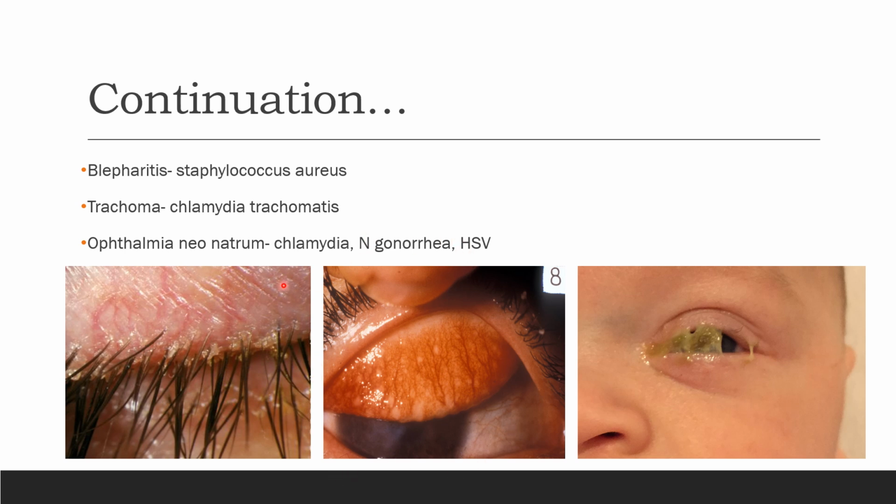Next is ophthalmia neonatorum. By the name neonatorum itself, it indicates that it happens in infants or neonates. It is basically conjunctival inflammation occurring during the first month of the life of a baby. The causative agents are chlamydia, gonorrhea, and herpes simplex. It occurs as severe purulent conjunctivitis, and it might lead to corneal ulceration. So a clinical presentation like this seen in a baby is known as ophthalmia neonatorum.